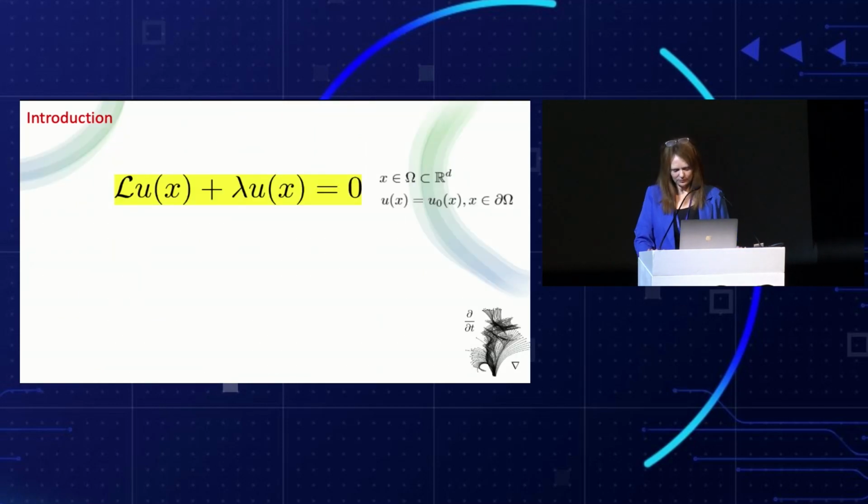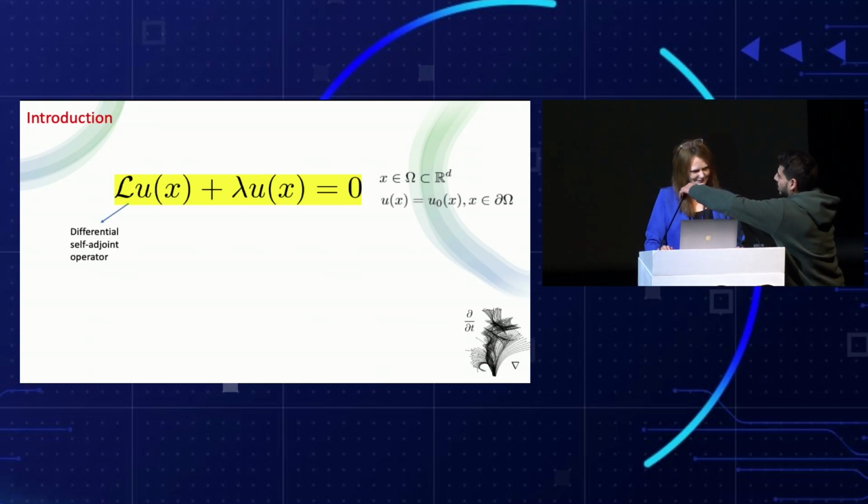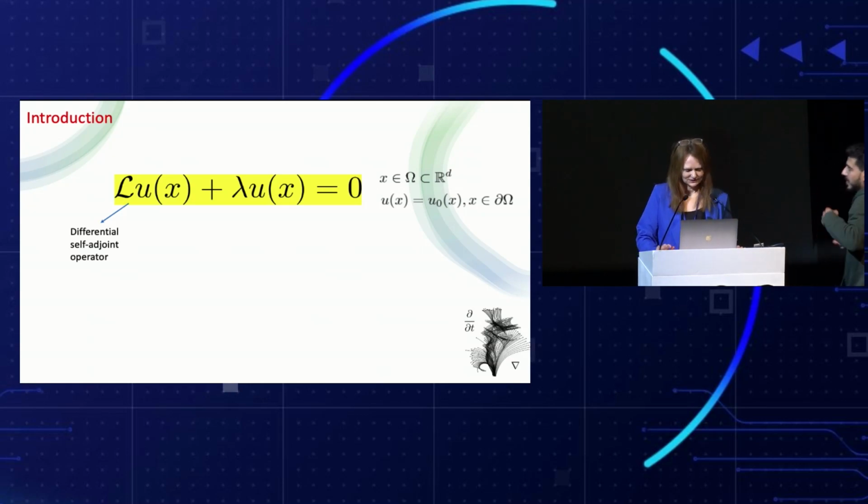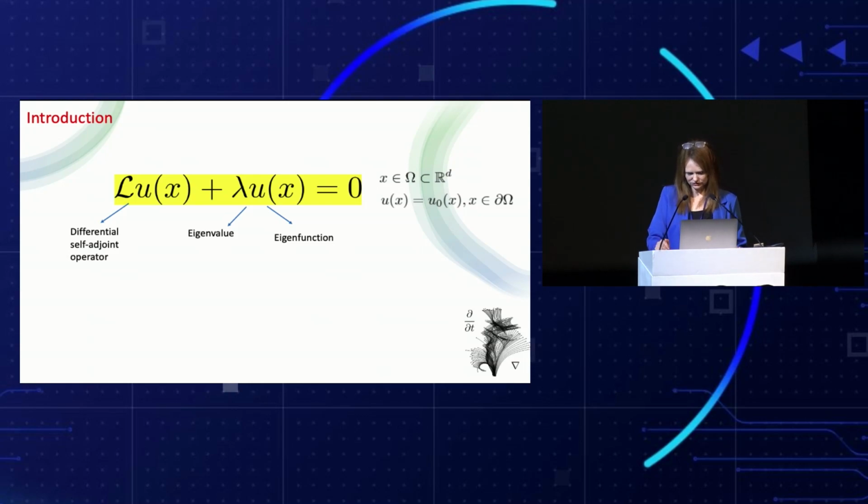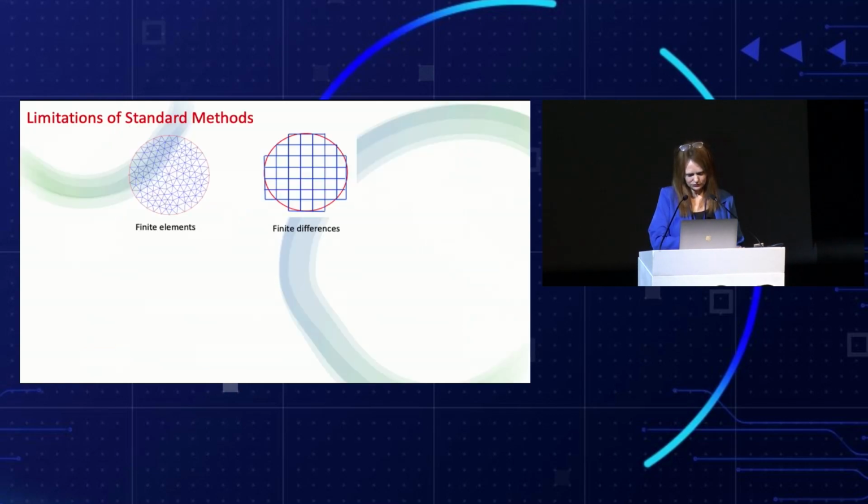So let's set up the problem. We have some differential operator L. L is a differential operator. It's not a matrix. It's a self-adjoint operator, for example, the Hamiltonian of the Schrödinger equation. Lambda is the eigenvalue, and u of x is the eigenfunction. Our goal is to find the eigenpairs, lambda_i and u_i. So basically, this is kind of solving a PDE problem, because L is, again, a differential operator.